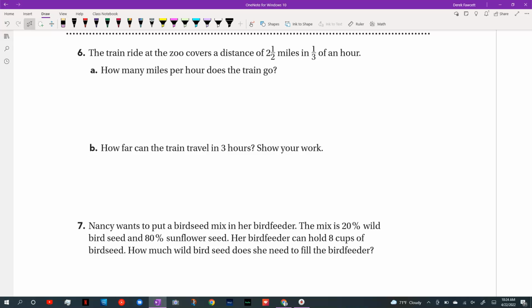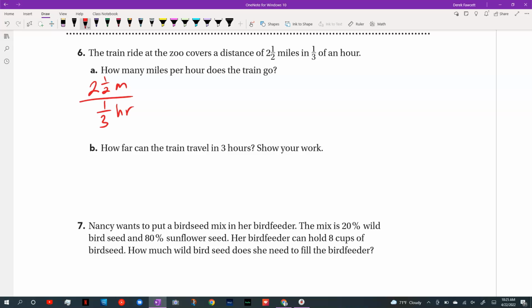The train ride at the zoo covers a distance of 2.5 miles in 1/3 of an hour. So if it covers 2.5 miles in 1/3 of an hour, that's our ratio. And we want to know how many miles per hour this train goes. So we want this as a unit rate.